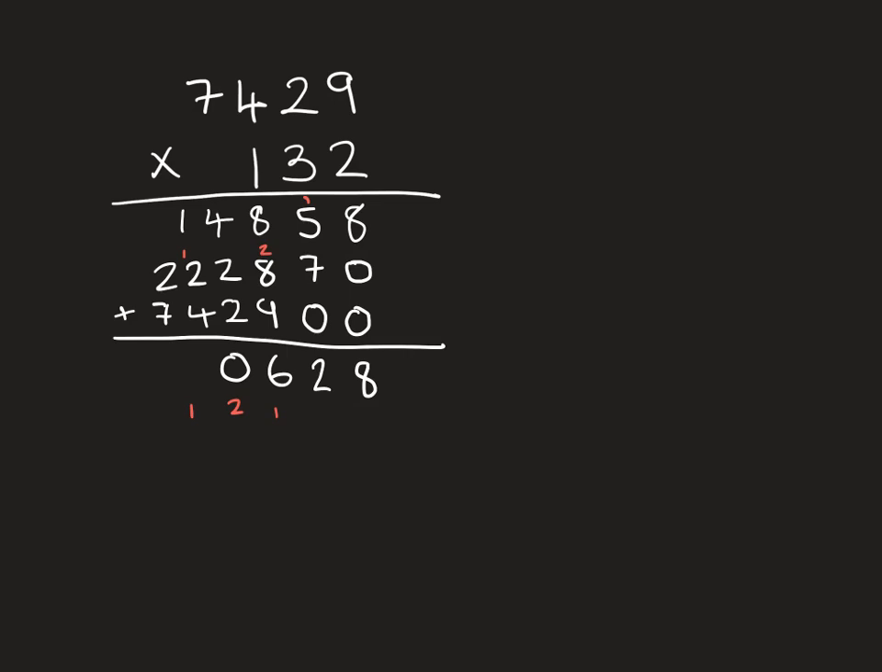1 add 2 is 3. Add the 4 is 7. Add the 1 is 8. And then 7 add 2 is 9. So our answer is 98,628.